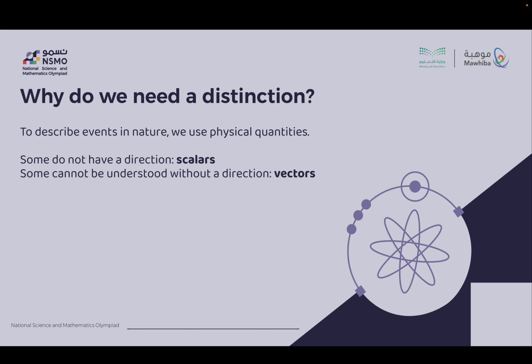To describe events in nature, we use physical quantities. There are many different quantities that we use, but we can form two big groups of them. Some quantities do not have a direction. We call these scalars. Other quantities cannot be understood without a direction. We call these vectors. This distinction will be very important later on because we will need to treat these two kinds of quantities very differently.